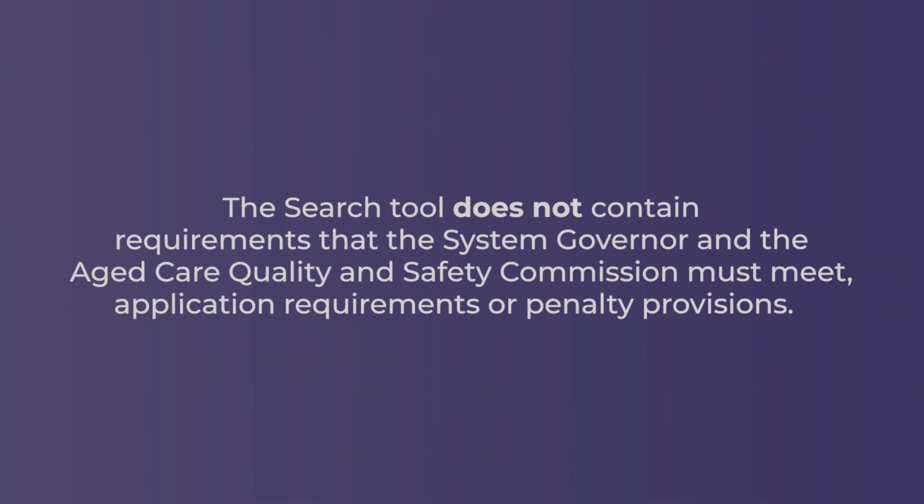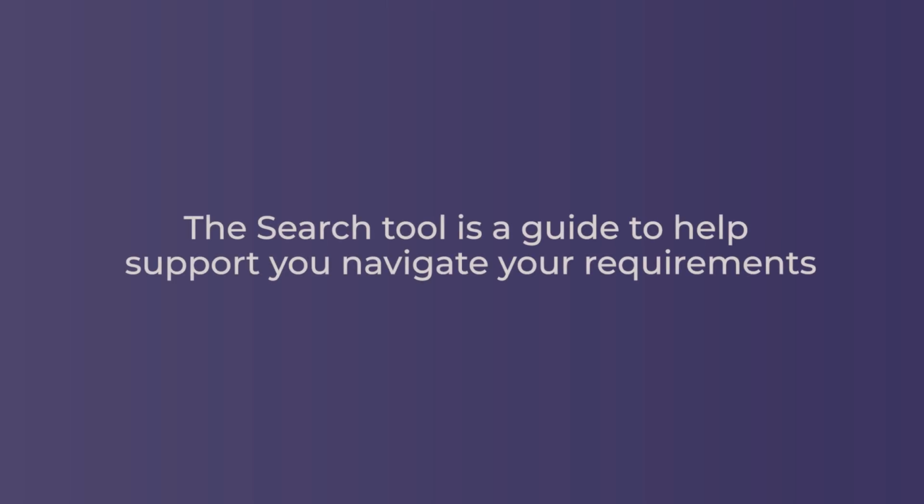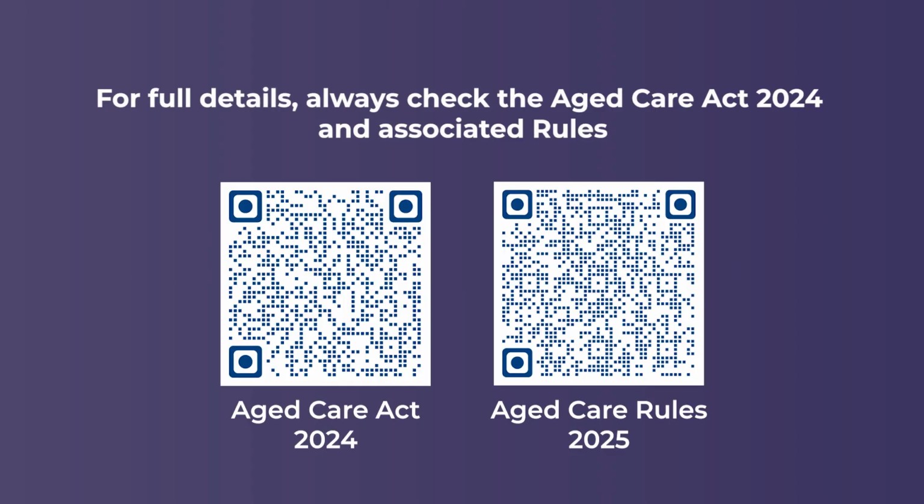You should note, the search tool doesn't contain requirements that the System Governor and the Aged Care Quality and Safety Commission must meet, application requirements, or penalty provisions. It's also important to note that the Requirements Search tool is not a replacement for the Act or associated rules, but rather is a guide to help support you navigate them. For full details, we recommend you check the Act and associated rules via the blue links provided in the results cards of the tool.